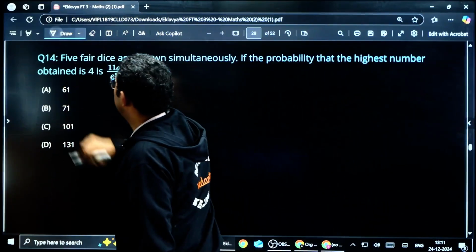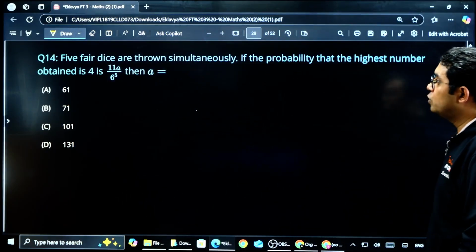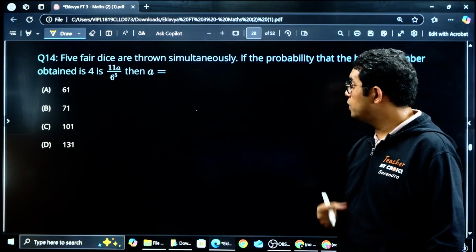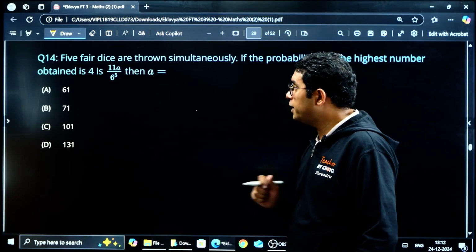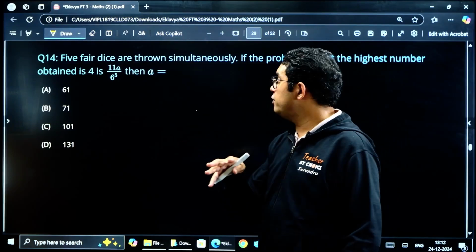Now coming to question number 14. Here we are given 5 fair dice are thrown simultaneously, and the probability that the highest number obtained is 4 is given. Okay, then we have to find the value of A. We have a dice which has 6 dots on it, 1 2 3 4 5 6.